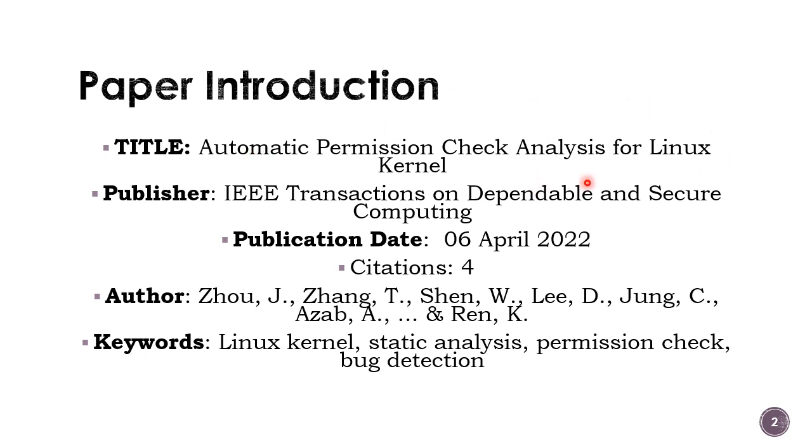So the title, as you can see previously mentioned, and the publisher of this paper is IEEE Transactions on Dependable and Secure Computing. The published date of this paper is the 6th of April in 2022. The citation is 4. And here are some authors. The authors of this paper, some are from prestigious companies like Google, Meta, and some prestigious universities like Purdue. And the keywords of this paper are Linux kernel, static analysis, permission check, and bug detection.